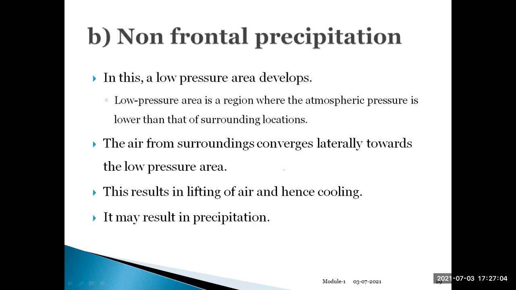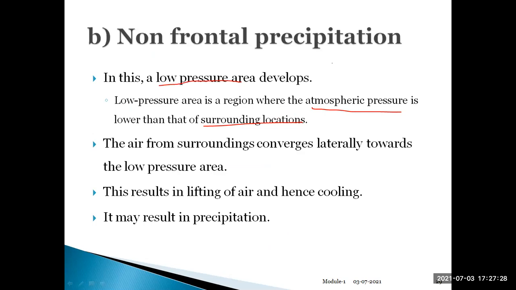And the second type of cyclonic precipitation is the non-frontal precipitation. In this type of precipitation, a low pressure area develops. A low pressure area is a region where the atmospheric pressure is lower than the surrounding location. So if the pressure is less than the surrounding atmospheric pressure, that is called a low pressure area.